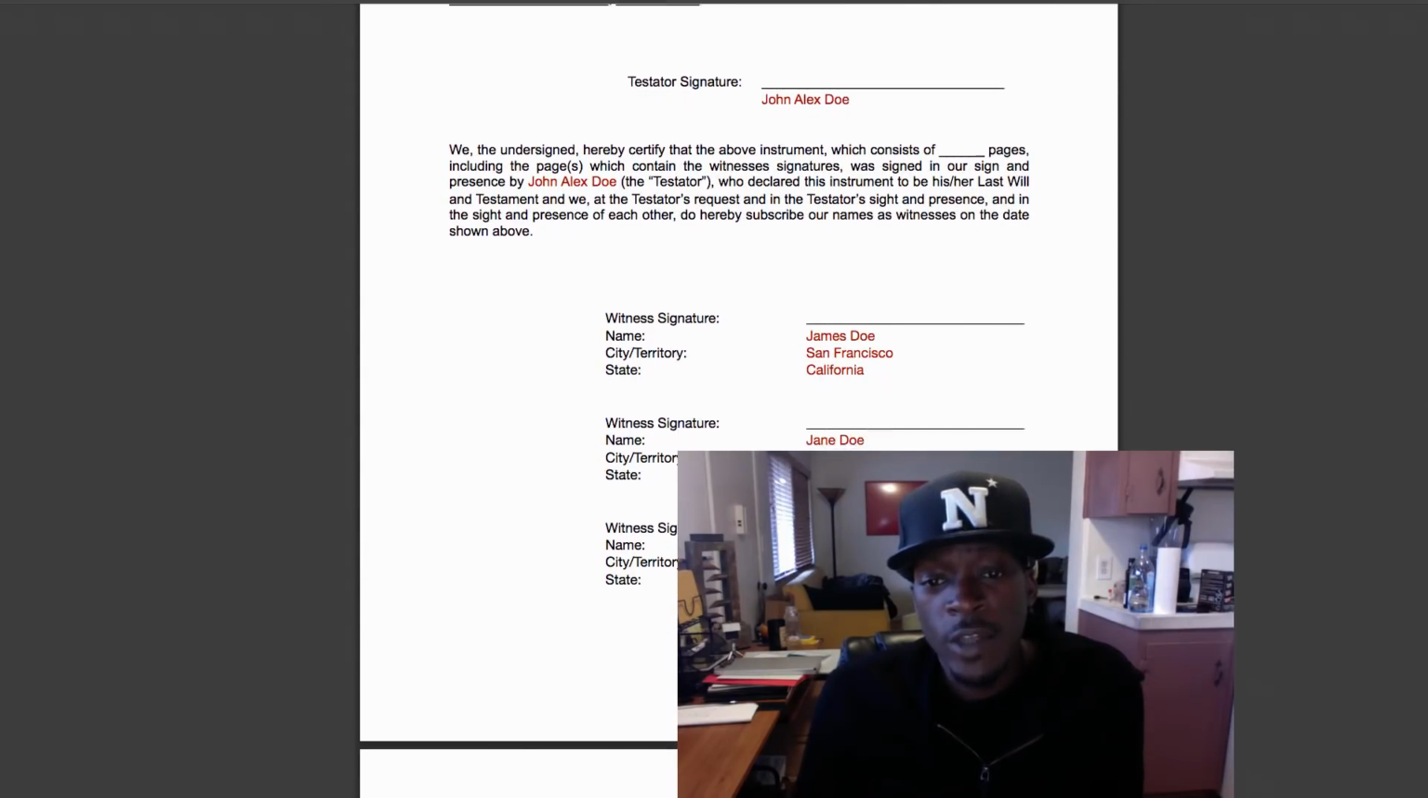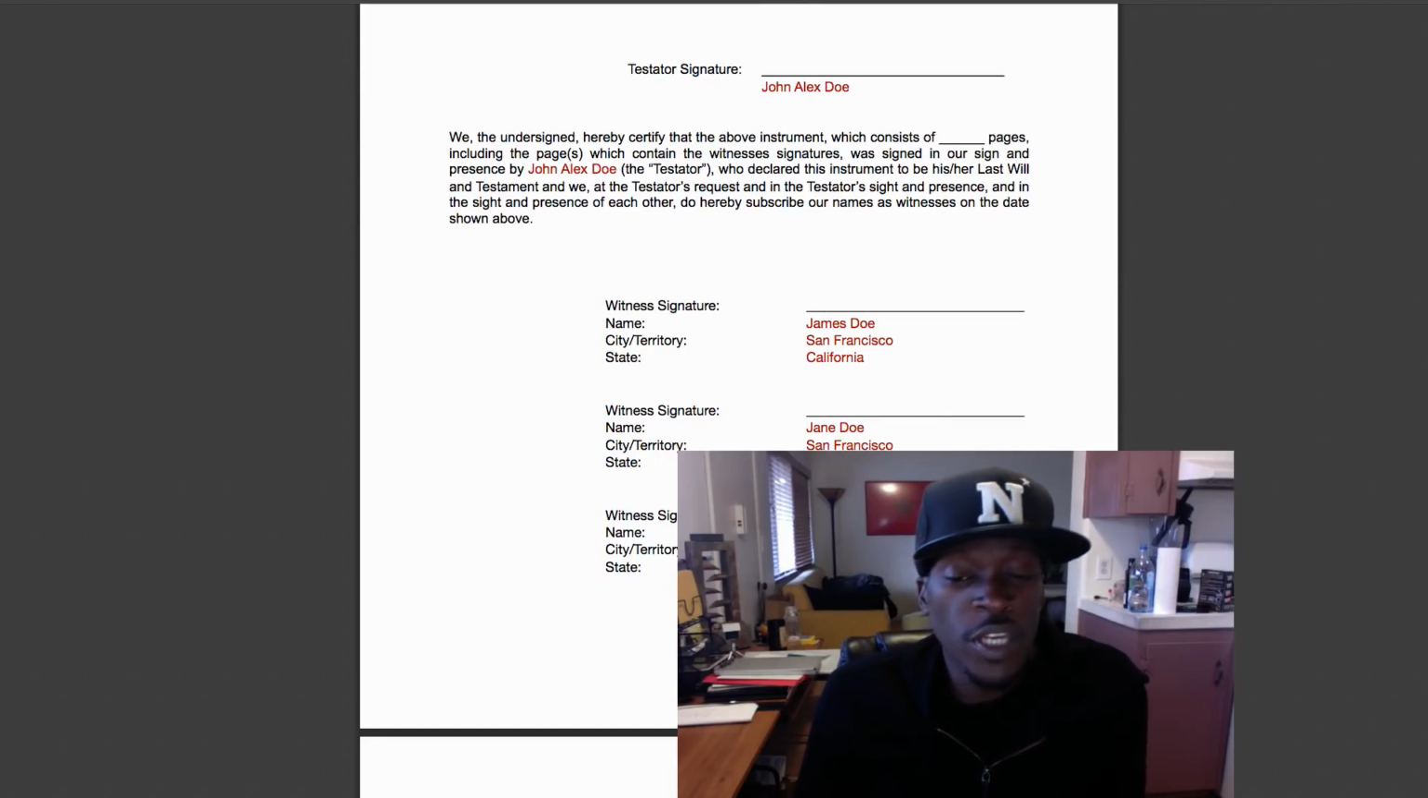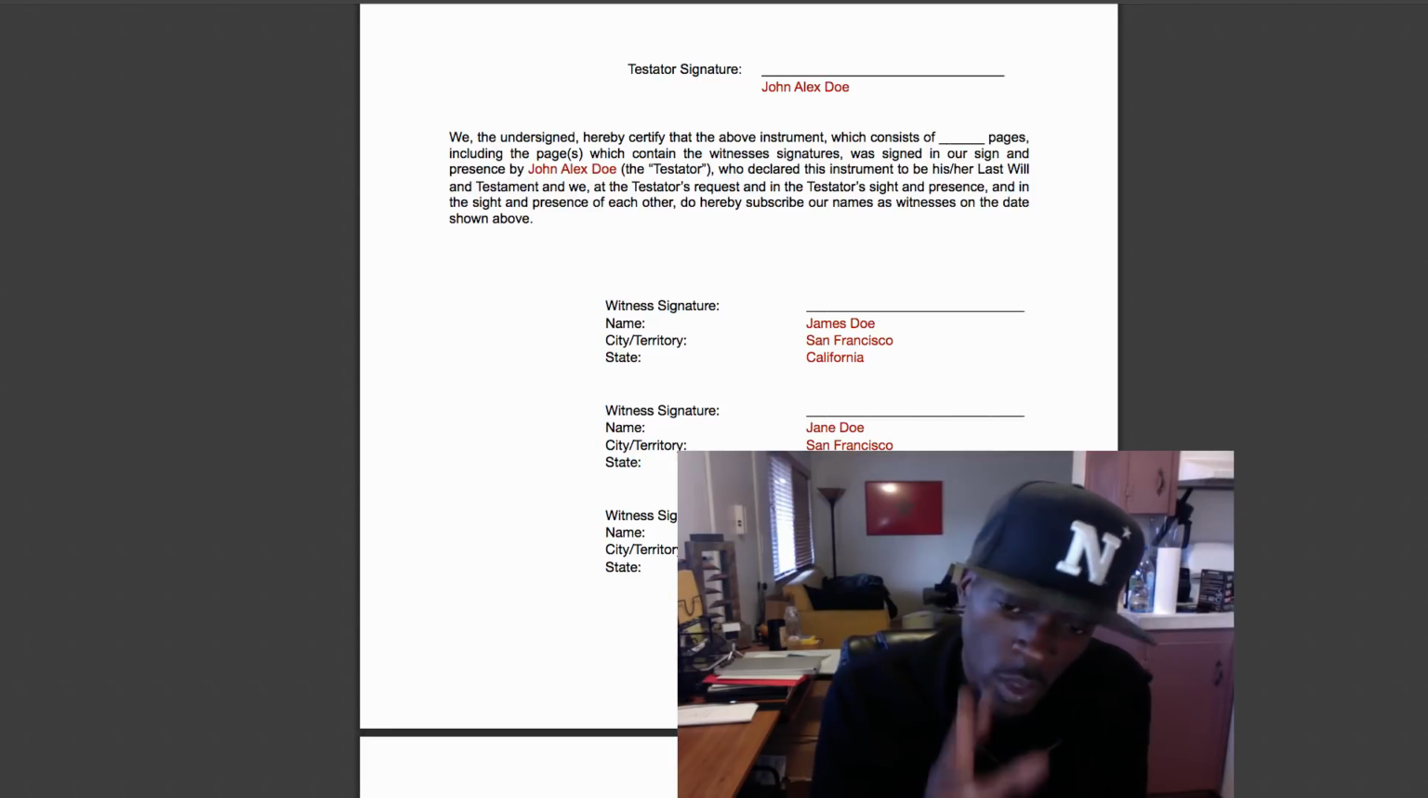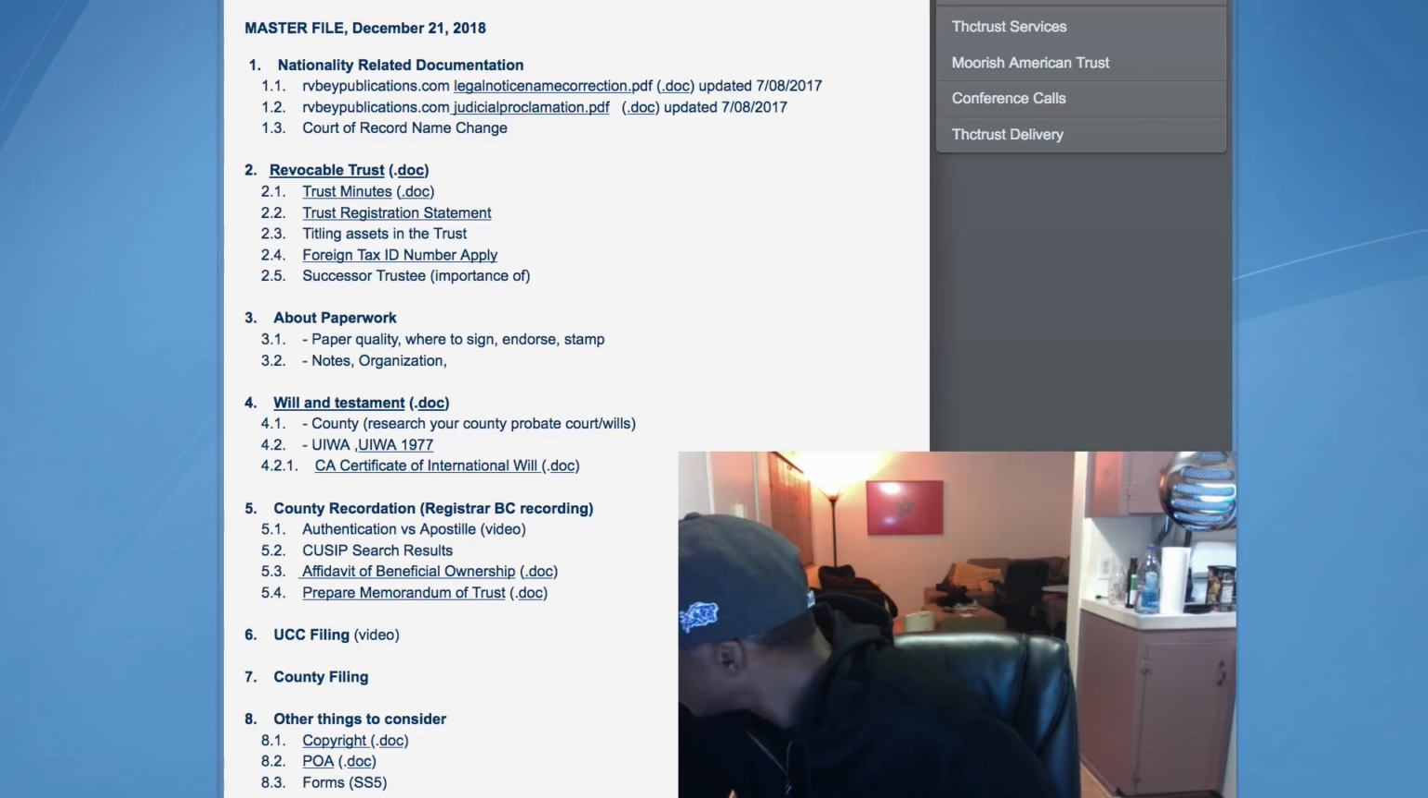Another thing that is also very important, I would say 3 to be safe. Definitely don't just do 2. I wouldn't do 2, I would do 3 to be safe. But even to be safer, I would go look up the requirements in your state.